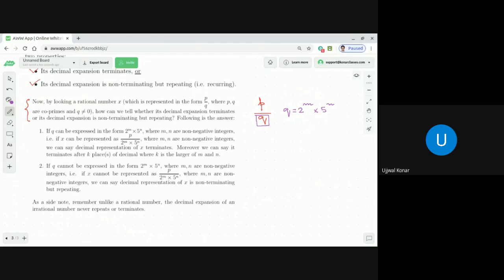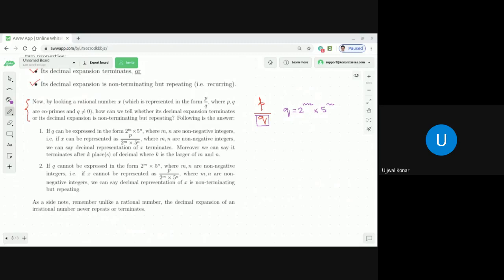Correct, no, dear students? Let's take an example, then it will be very clear to us. Things become simple when we take an example. So let's take a number, 3 by 80.